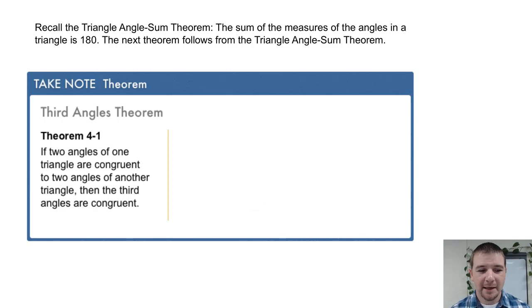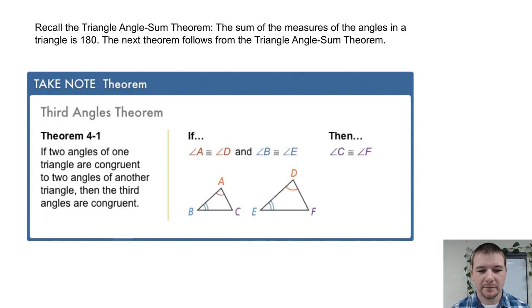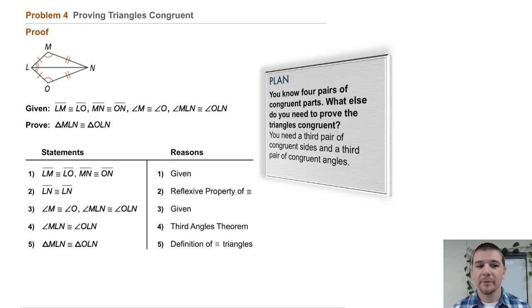It states if two angles of one triangle are congruent to two angles of another triangle, then the third angles are congruent. So take a look here. If angle A is congruent to angle D and angle B is congruent to angle E, then angle C is congruent to angle F.